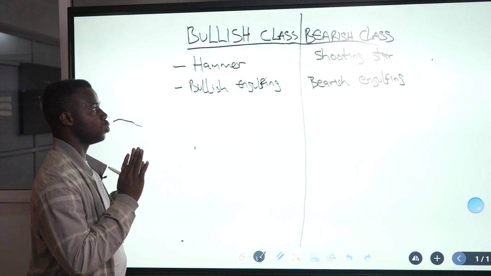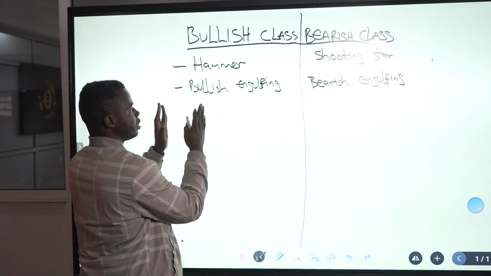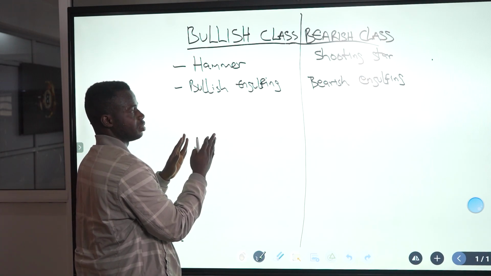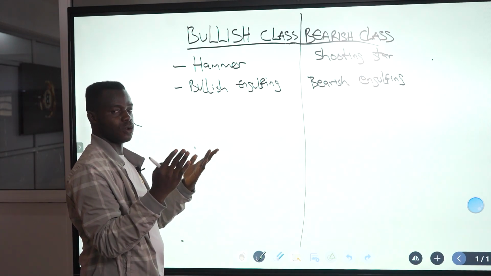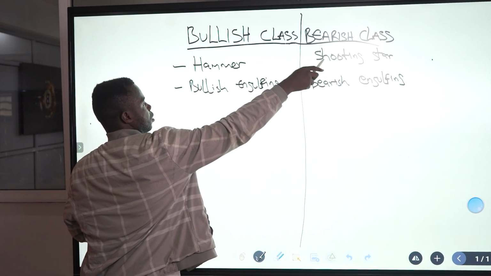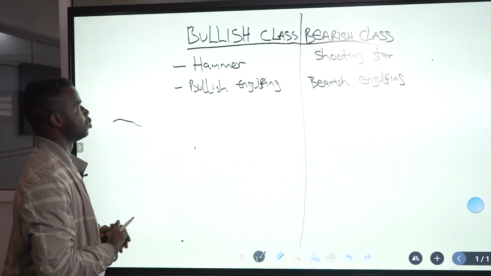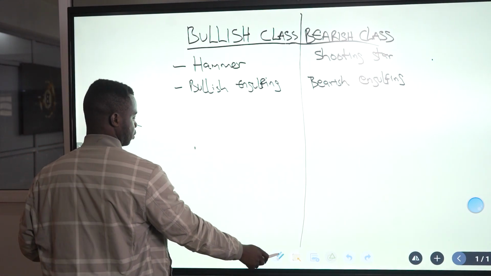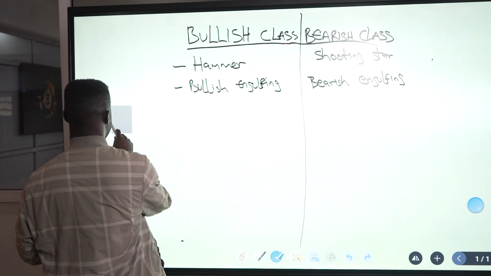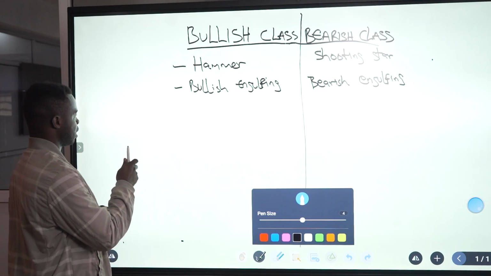So these are just what we need. Under the bullish class, whenever we see any of these two candlestick patterns, we'll start looking for what? Buy or longs. Then under the bearish class, whenever we see any of these two candlestick patterns, we start looking for shorts or sells. So we are going to look at the anatomy of these candlestick patterns. First, let's look at the hammer.